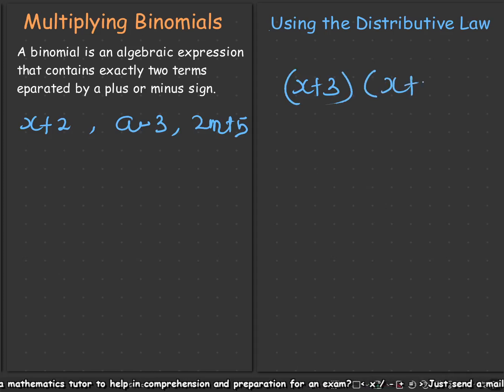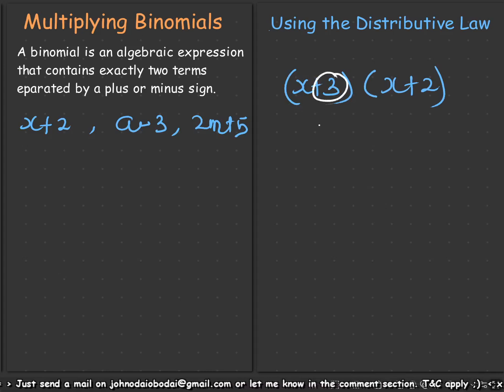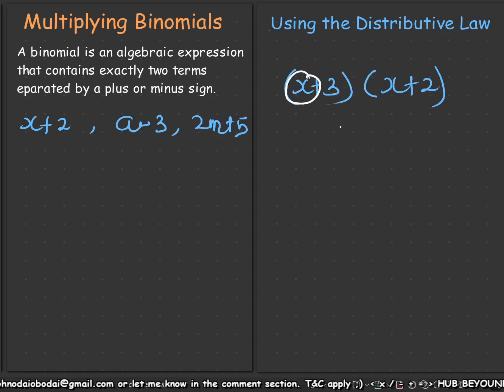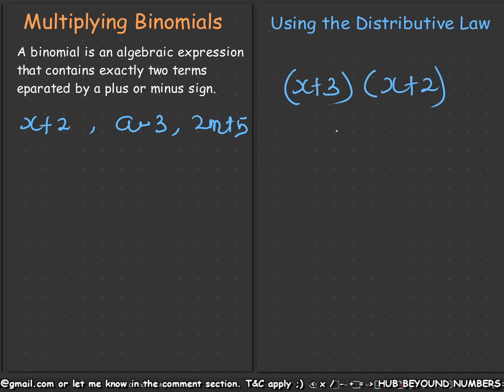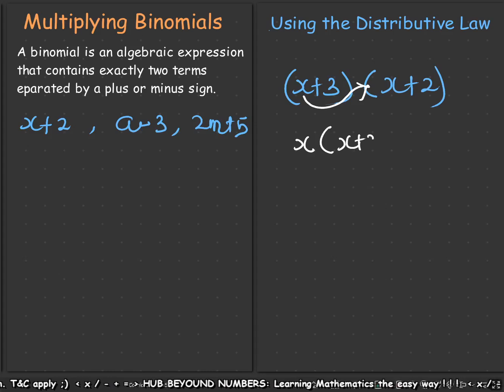multiplying x plus 2. All the distributive law seeks to do is you take one term out of the first binomial and you multiply it by everything you have over here, and then you take the second term and do the same over there. So we are distributing all the terms over this bracket. Starting with our x, we are going to have an x that is multiplying this whole bracket. So you have x into bracket x plus 2.